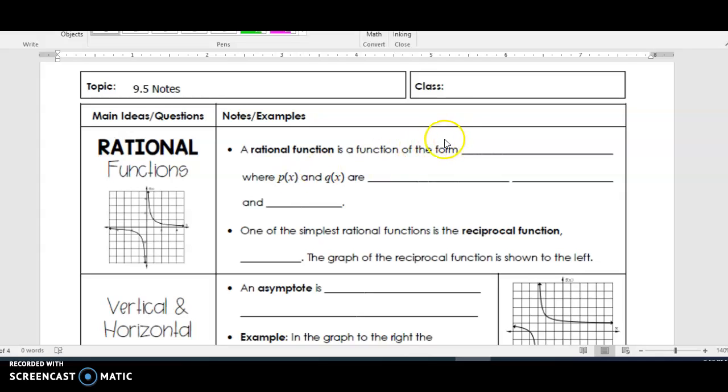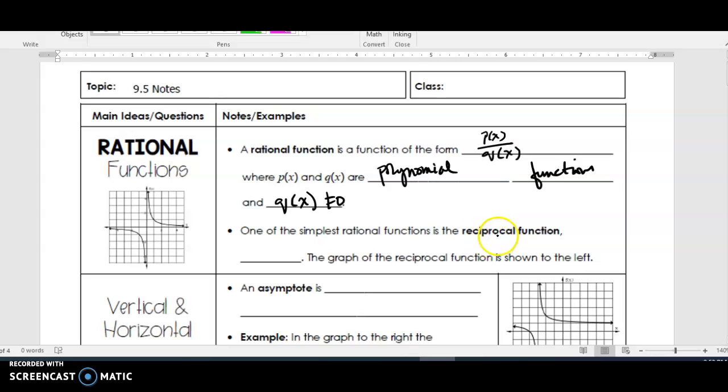Rational functions are functions of the form p of x over q of x. Since this is in a fraction form, we must take care that q of x cannot be equal to 0. But what are these p of x and q of x? They are polynomial functions. And we must make sure the denominator cannot be equal to 0. Why? If it is 0, definitely the function will go undefined, isn't it?